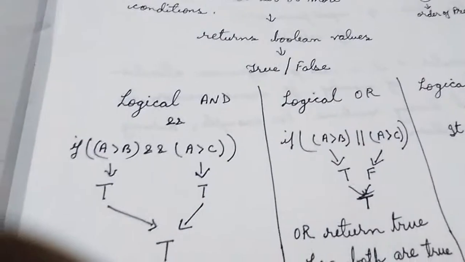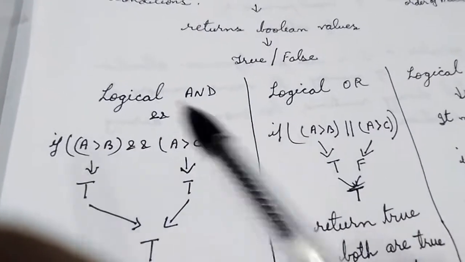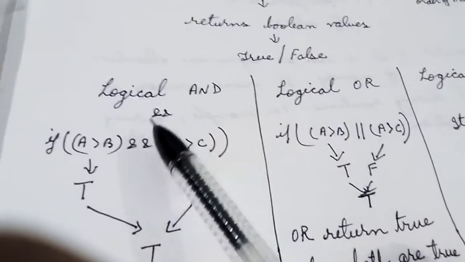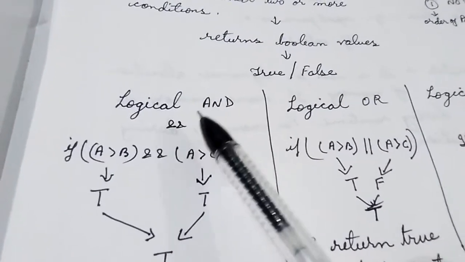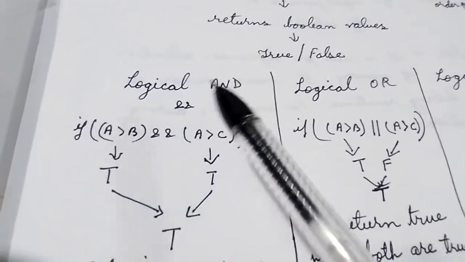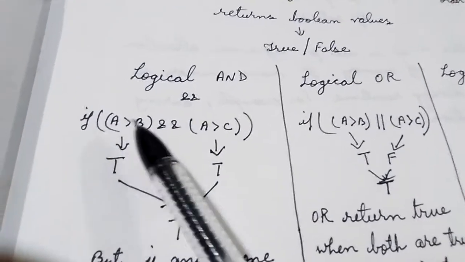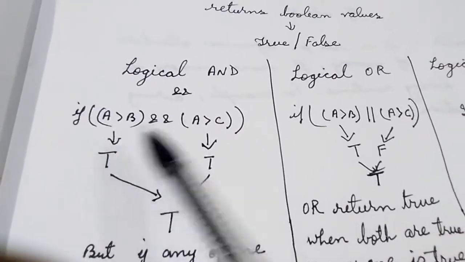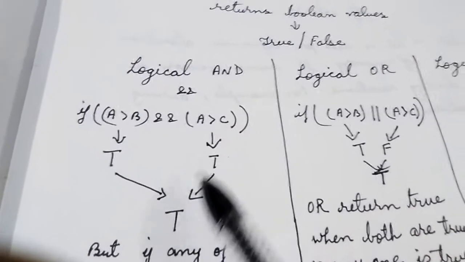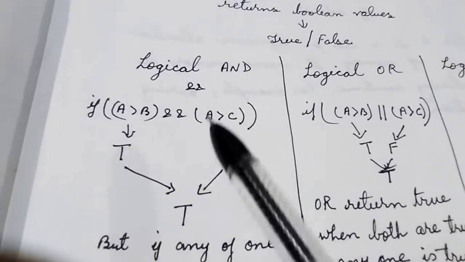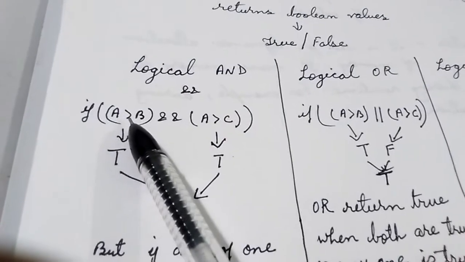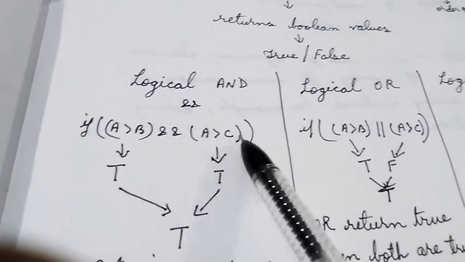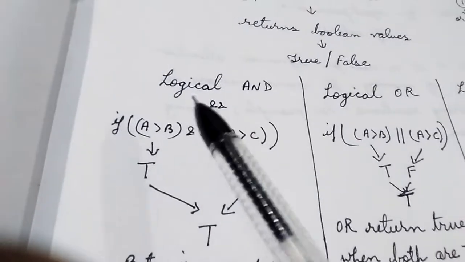We first go with logical and. Logical and is denoted by two ampersands. So always remember, if two ampersands are together, then only it is a logical and. If A is greater than B and A is greater than C, if both are returning true, then only it will return true. If A is greater than B is returning true and A is greater than C is returning false, then the condition will return false.